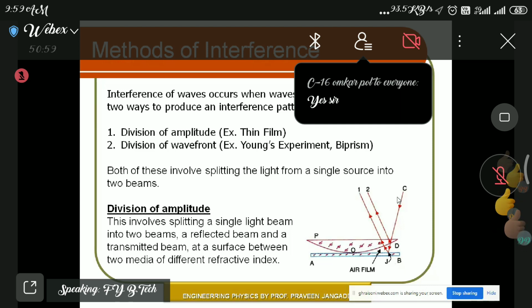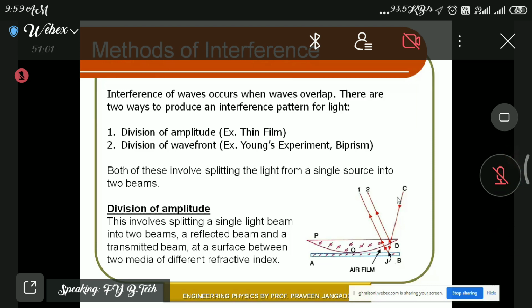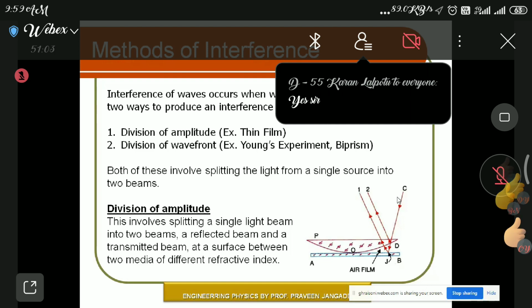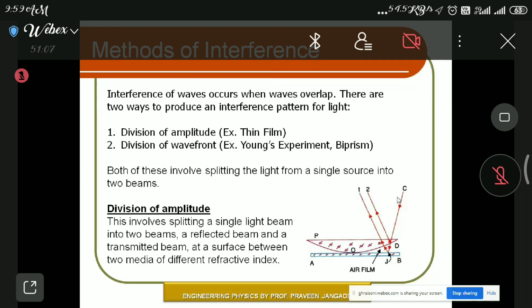We are discussing the methods of interference. There are two methods mentioned in this slide: one is the division of amplitude, and the second is the division of wavefront. We'll start with the second method, then move to the division of amplitude, because this entire unit is based upon the first method, that is, the division of amplitude, which is thin film. I have not started thin film yet, but we are just revising your 12th.